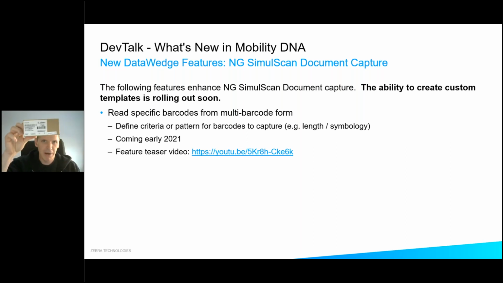I only want to capture the barcode whose length is between 3 and 6, or I only want to capture barcodes which are code 128 and whose length is over 7. You know, to make up some examples. So we are working on the ability to define the criteria or pattern of barcodes that are captured as part of that multi-barcode capture. But I think that's going to be part of next generation Simulscan document capture rather than the multi-barcode capture. I'm not sure.